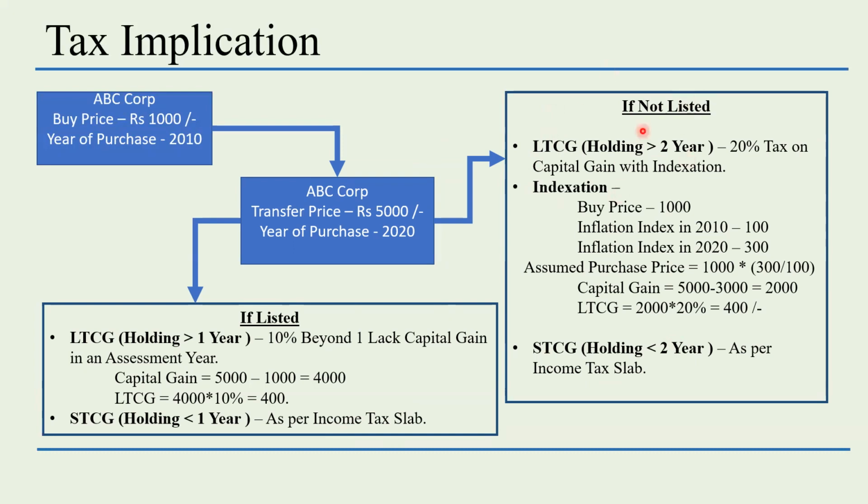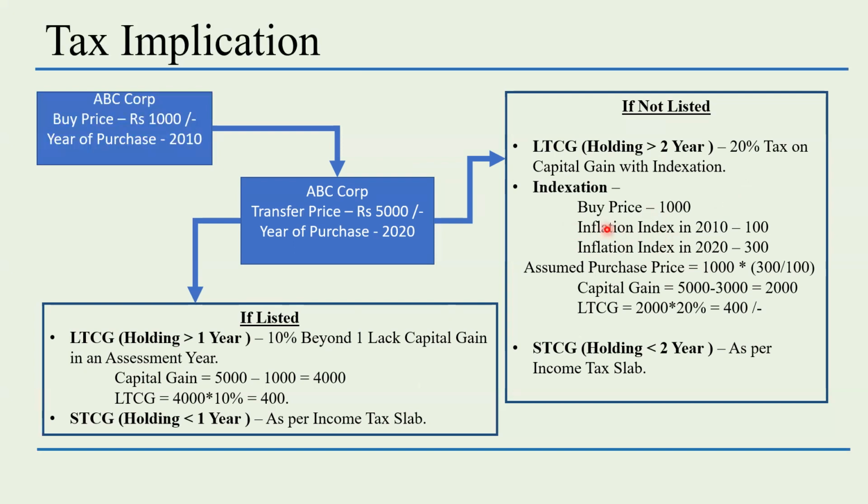Okay, so long-term capital gain is beyond 2 years. If the holding period is more than 2 years, it is taxed at 20% on capital gains with indexation. So this is where the complete game is. What is indexation? Indexation gives you the benefit of adjusting the buying price in comparison with inflation. Let us say your buy price is 1,000, and inflation has grown, so the same 1,000 rupees is worth 5,000 in some other year. That is how inflation is calculated.